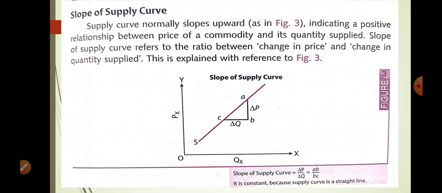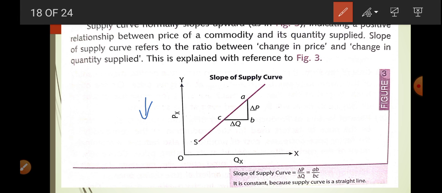Now come to the next topic, slope of supply curve. What is the slope of a supply curve? Look, slope is related to this: whatever variable you represent on the Y axis, if any change takes place, what will be the impact on the variable that we represent on the X axis? This is known as slope. On the Y axis we represent price, and on the X axis we represent quantity of x.